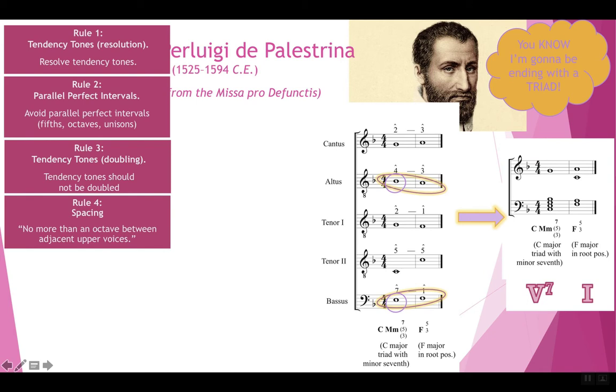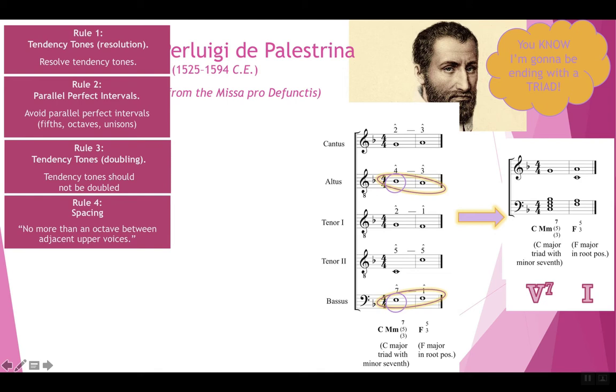Rule number 4, spacing. "No more than an octave between adjacent open voices." Why did I put that in quotes? Is that because someone famous said it? Yeah, his name is Professor Bashwiner. He's super famous, and everything he says, you have to obey. So, he really only says one thing, and that one thing is no more than an octave between adjacent open voices. So you just kind of want to remember that. That's a spacing rule. It will come up more later, but now is the first time you learn it officially.